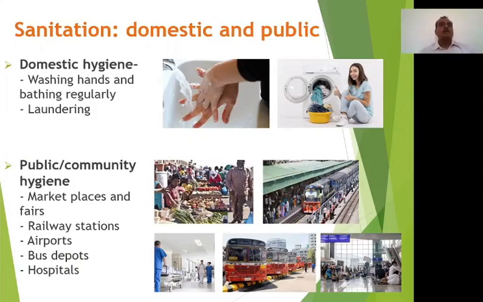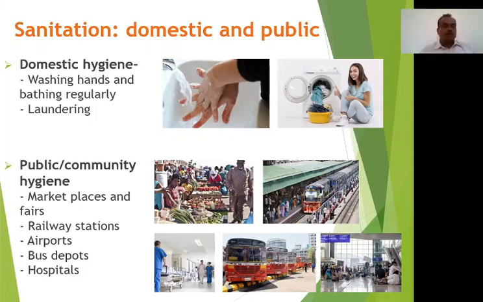Okay, now students, we are talking about sanitation. Sanitation, domestic and public. Poor sanitation and contaminated drinking water are a cause of a large number of diseases. Domestic sanitation includes washing hands, bathing regularly, that is personal hygiene, laundering, and keeping the surroundings neat and clean, as you can see in the picture.